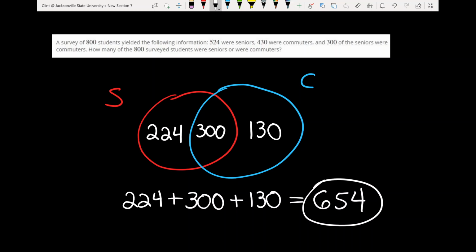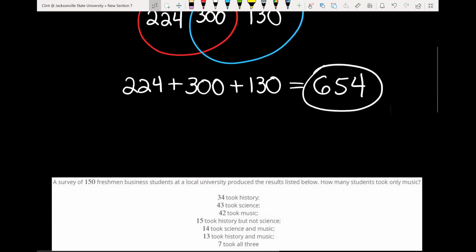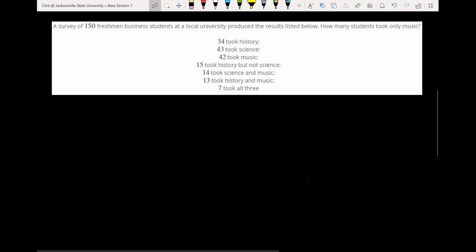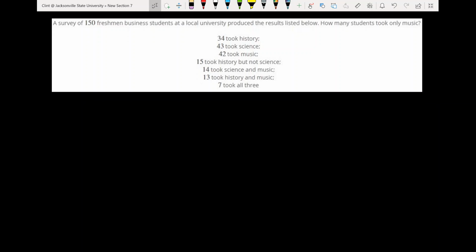Okay, let's look at this next one. It can be a little bit trickier. This is really one of the ones that's kind of the most irritating in this section. Okay, we've got a survey of 150 freshmen business students at a local university, and we want to know how many students took only music, and we really don't have to worry about what it's asking just yet because really we want to just go ahead and get our Venn diagram set up.